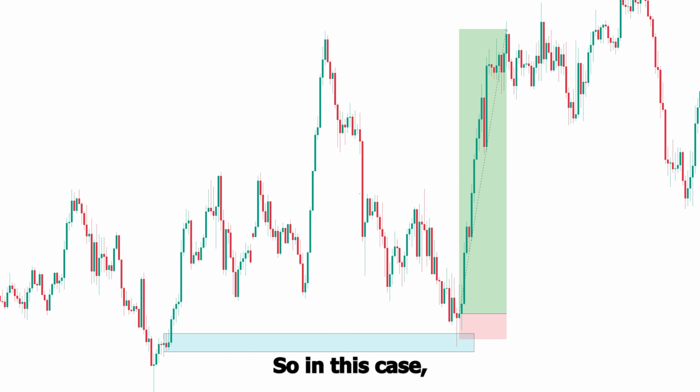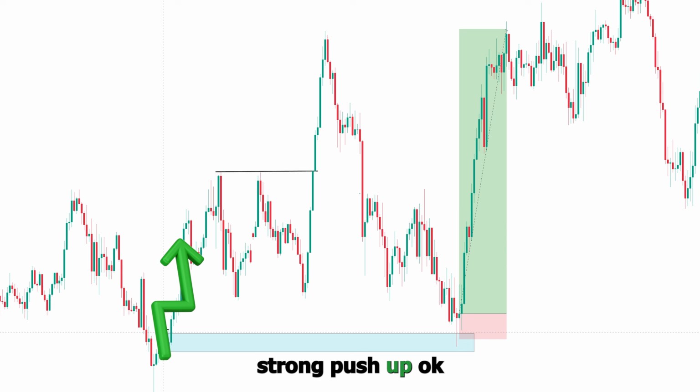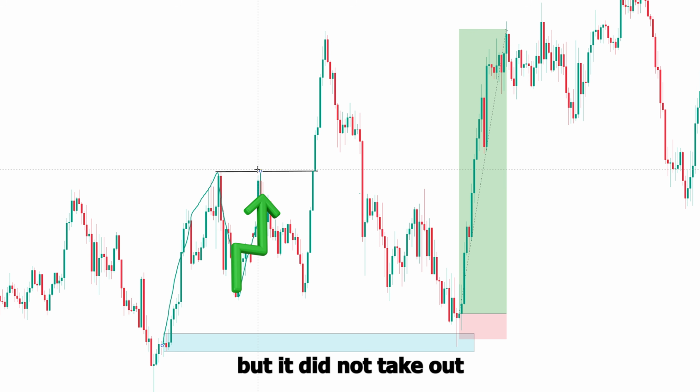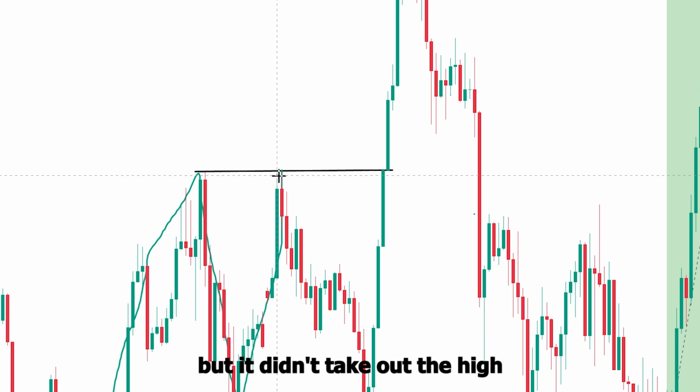After that, I need some kind of structure. In this case, this here is my structure, and I also call that my liquidity. For my liquidity to be valid, I need it to take out its own high. As you can see, these were its highs. Now, for example, let's say it had this strong push up, okay? Price came here, created the liquidity, and then came over here, but it did not take out the high.